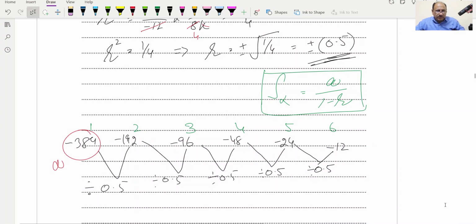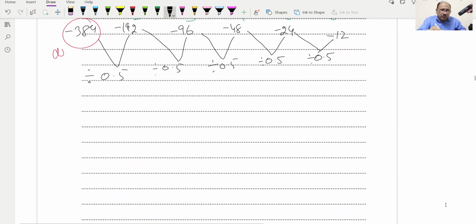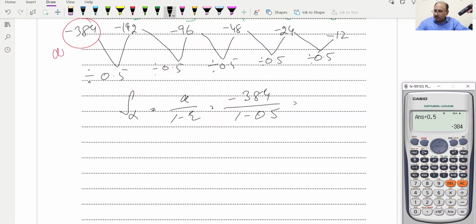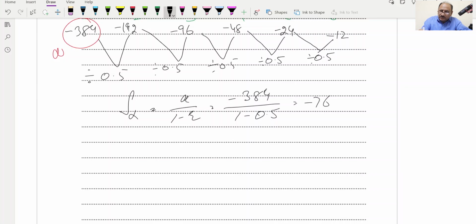So for the A value we can use minus 384, and S infinity we can write as A over 1 minus R, which is equal to minus 384 over 1 minus the R value, 0.5, which we have taken. We can simplify this with the help of a calculator: minus 384 divided by 1 minus 0.5 is equal to minus 768, and this will be our final answer for this question.